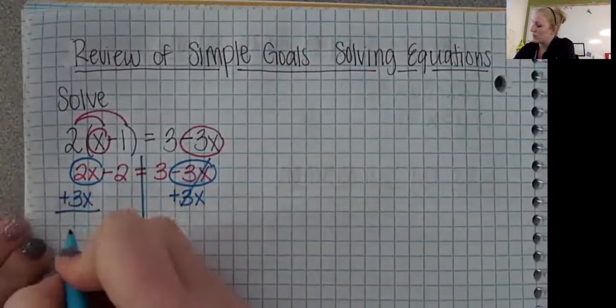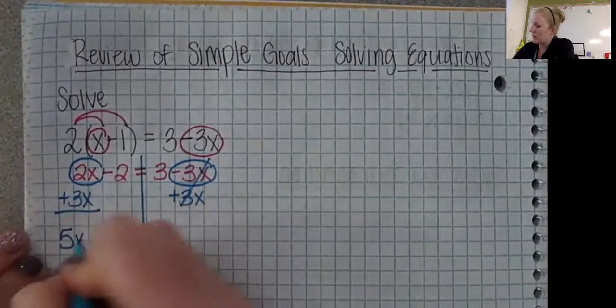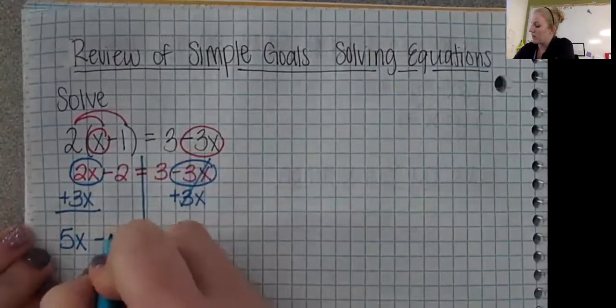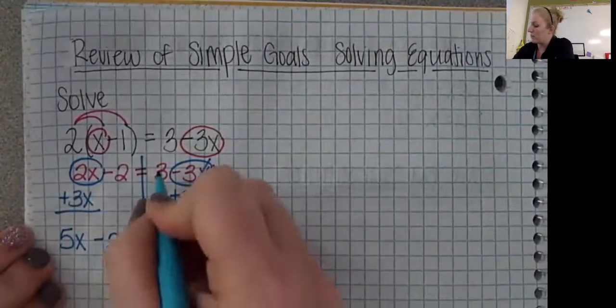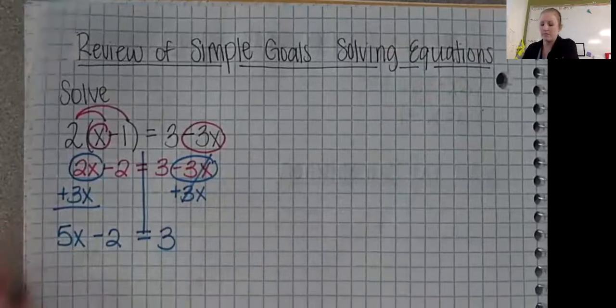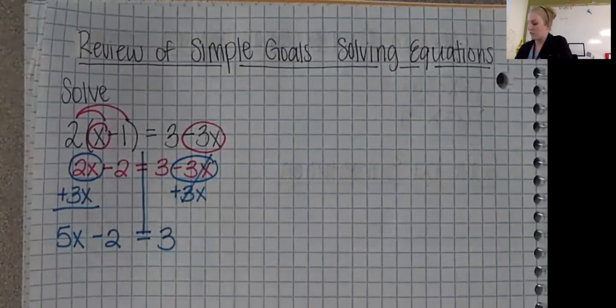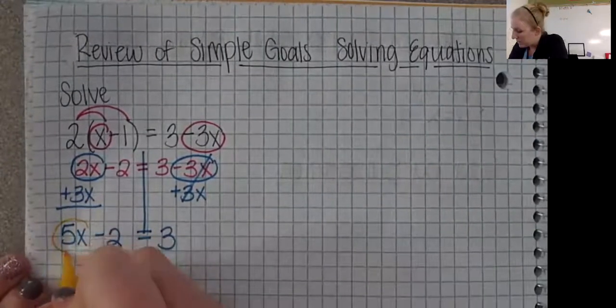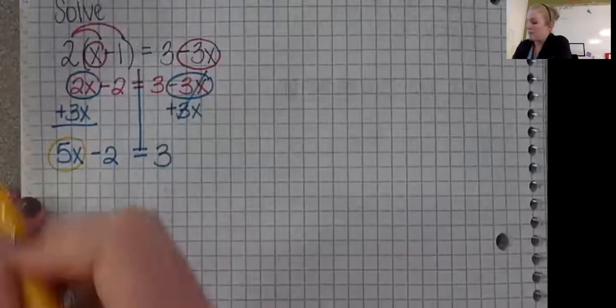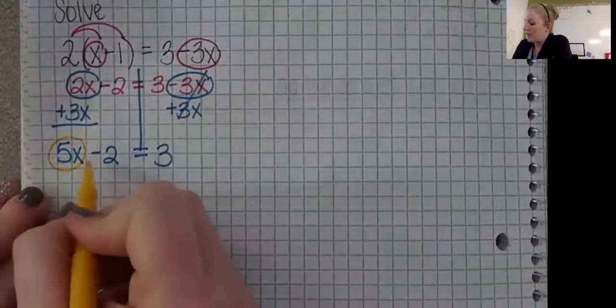So 2x plus 3x is 5x. Bring down the -2, bring down your equals, bring down the 3. Okay, sorry, I'm trying to find a different color. Let's see if this color will show up. Okay, now we have 5x minus 2.